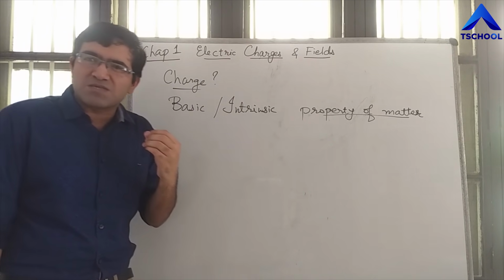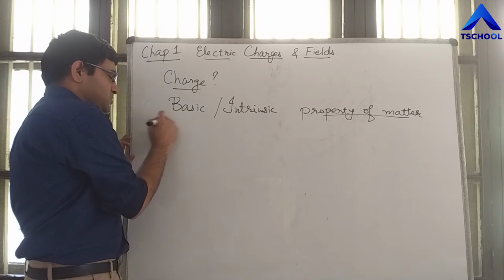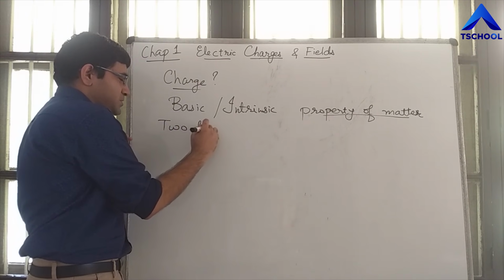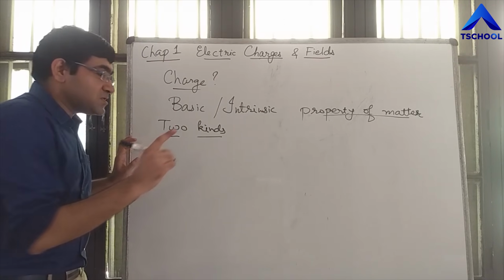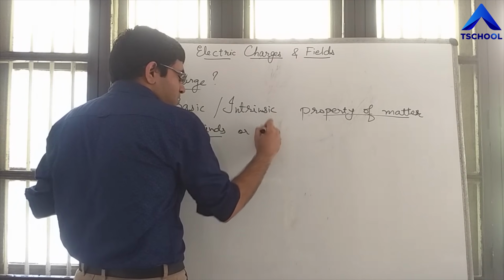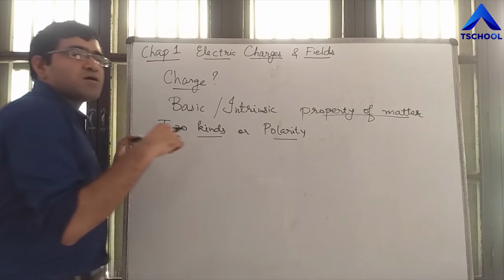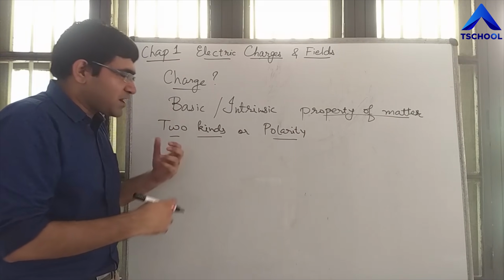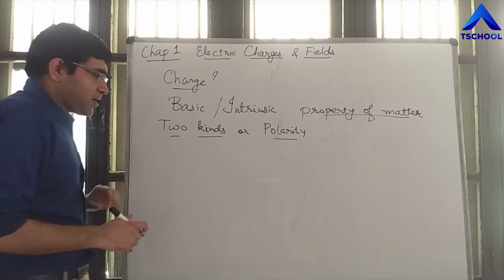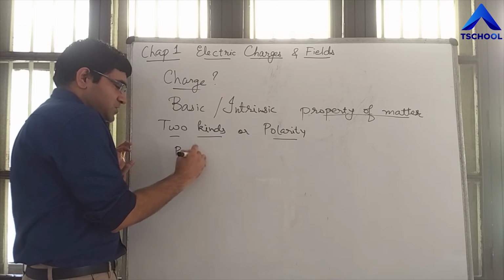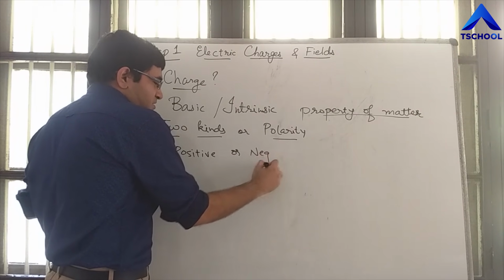And by a series of experiments we have figured out that charge is of two kinds, and only two kinds, not more, not less. So these two kinds are called polarity. The charge is of two kinds, or it has two different polarities. So these two polarities are either positive or negative polarity.